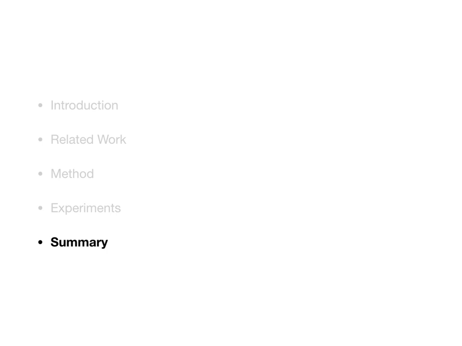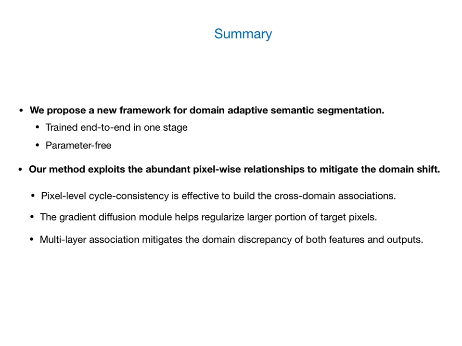So finally, I will give a brief summary of today's talk. Generally speaking, we propose a new framework for the domain adaptive semantic segmentation problem. So our framework can be trained end-to-end in 1 stage, and it introduces no additional parameters. Our method exploits abundant pixel-wise relationships to mitigate the domain shift.